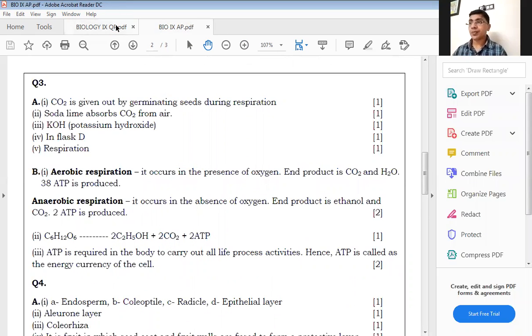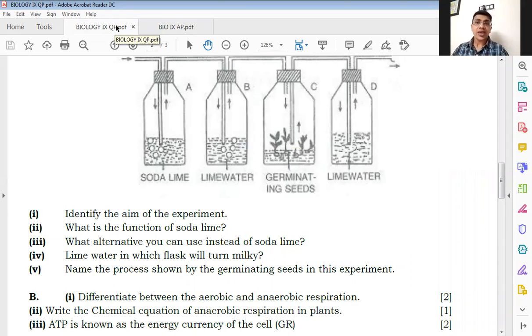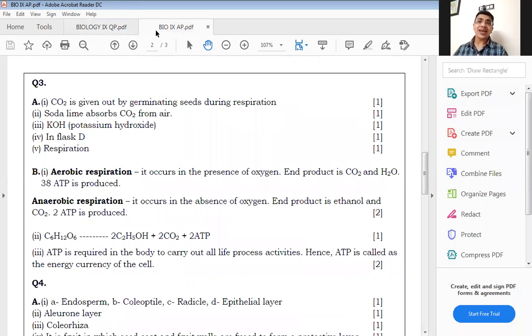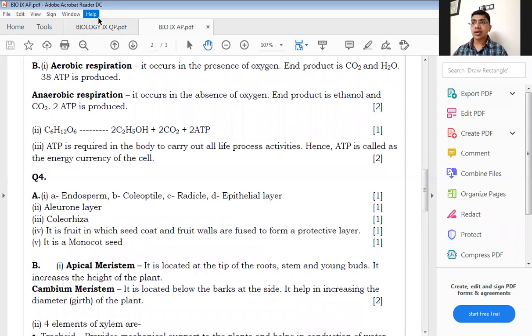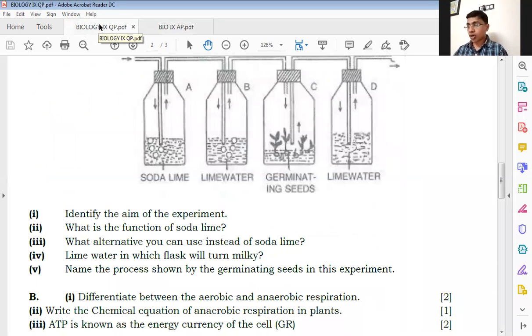Okay, and the last question is, name the process shown by the germinating seeds in this experiment. Yeah, we are trying to prove that it is the process of respiration. So the correct answer there is respiration, right? Okay, so that was about that question. Let's move on to the next question.